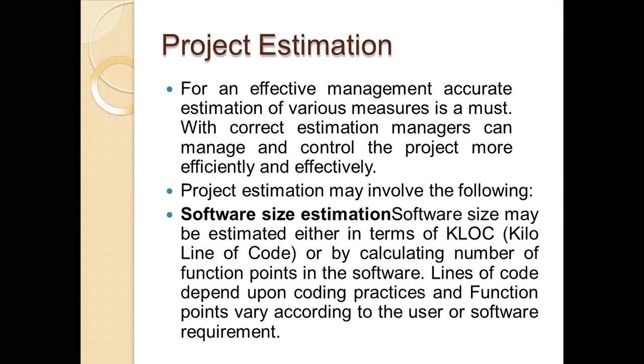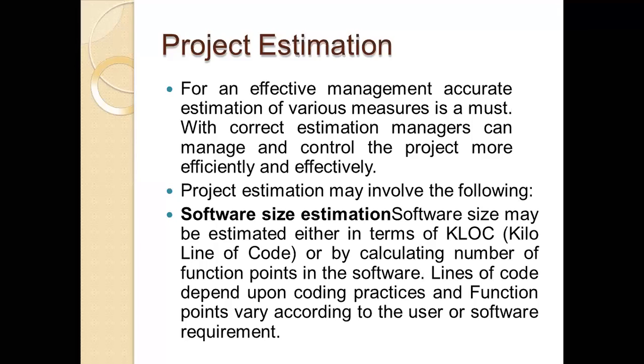Software size may be estimated in terms of KLOC. KLOC means 1,000 lines of code. If I am writing a single line of code, that is counted as one. If I write 2 lines, we say 2 lines of code, 2 LOC. If I write 3 lines of code, I'll call it 3 LOC. If I write 1,000 lines of code, I'll write it as KLOC. If I write 32,000 lines of code, I'll write it as 32 KLOC. So this is the terminology that is used in software engineering.